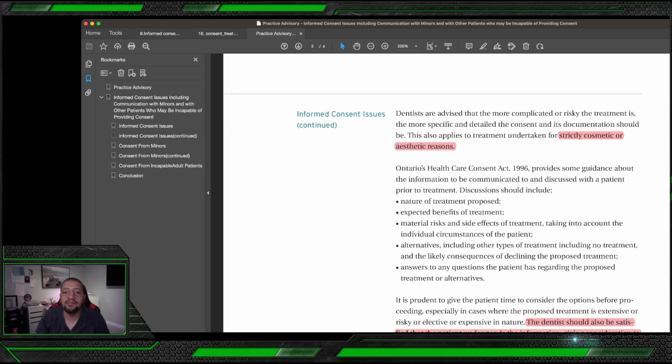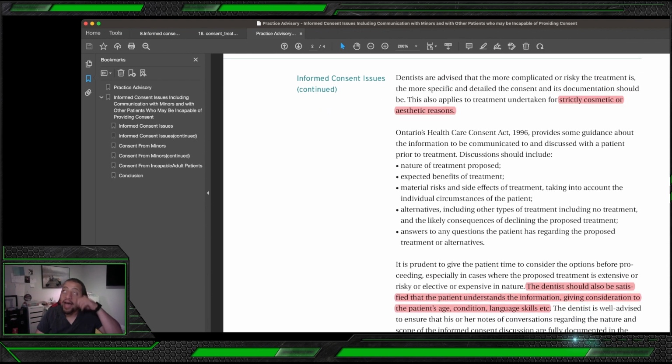And then, okay, the extra point in this one is that dentists are advised that the more complicated or risky the treatment is, the more specific and detailed the consent and its documentation should be. This also applies to treatment undertaken for strictly cosmetic or aesthetic reasons. The consent for a posterior filling or any filling can be just "patient consented" and that's it. But for aesthetics, like veneers for upper anteriors, custom-made lab porcelain veneers or composite veneers, you should add more details. So strictly cosmetic or aesthetic treatment should have more details in the consent.